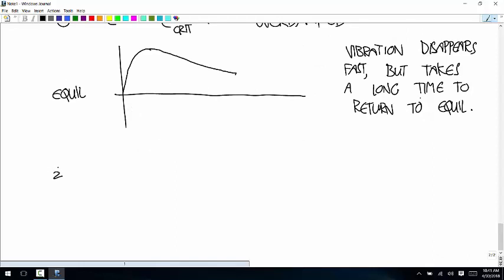Second case is underdamped. This is for c that's less than the critical c value.